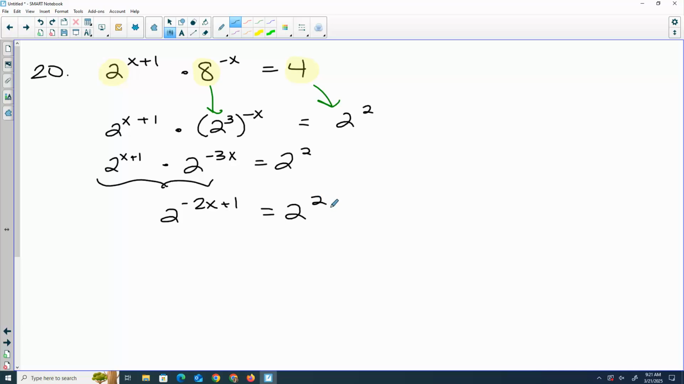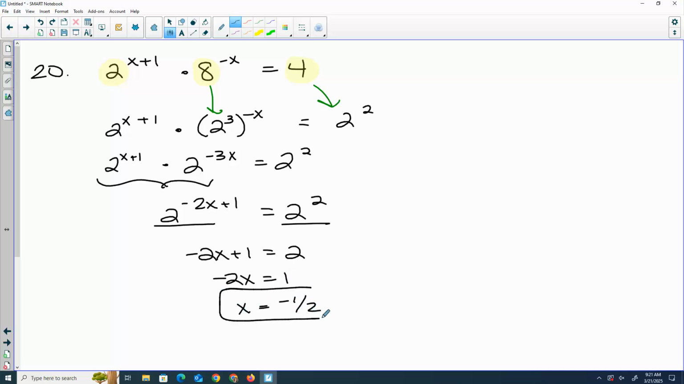Okay, notice, I've carried my base through this whole problem because the property says you can drop the base once it's one of them on each side. So I had to get it to just a single base on each side. Now I set the exponents equal. Negative 2x equals 1. And x is negative 1/2.